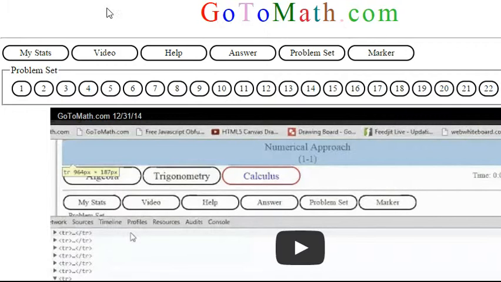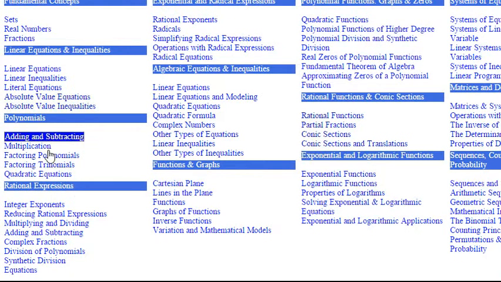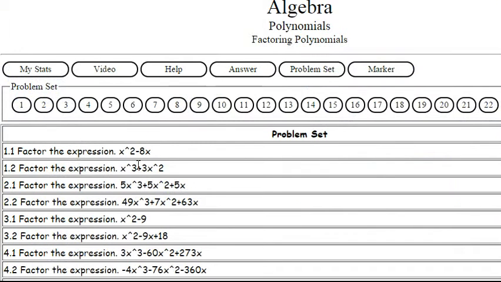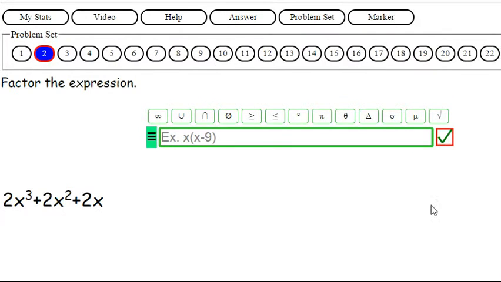Okay, we're at gotomath.com. Come up here, click the algebra. Let's go down to factoring polynomials, and we're looking at 2.1. Okay, factor the expression 2x cubed plus 2x squared plus 2x. It's a bunch of 2's in there, isn't it? So I'm writing it down. Alright, got it. Moving over to the whiteboard.